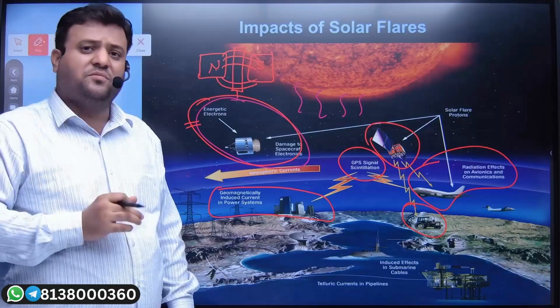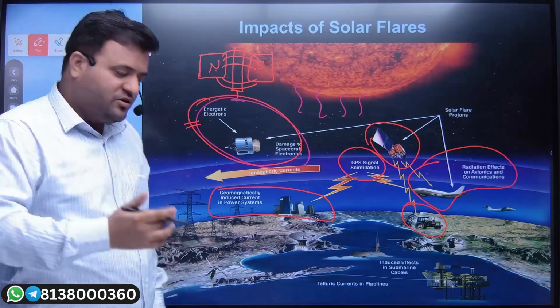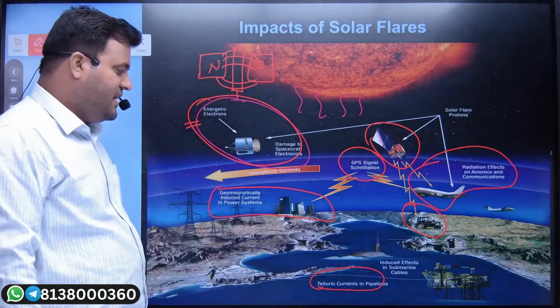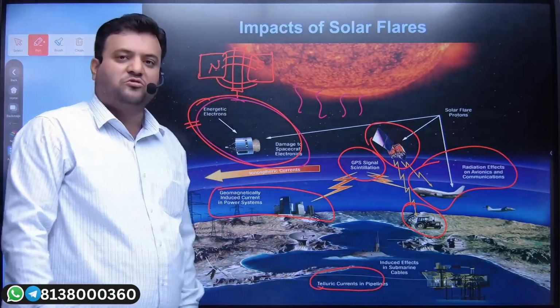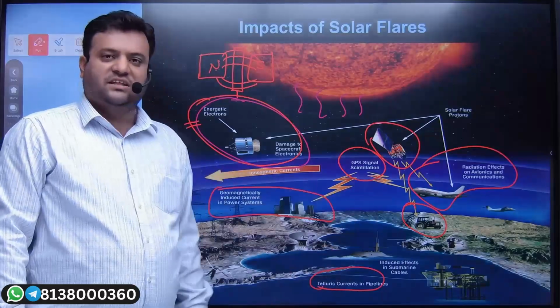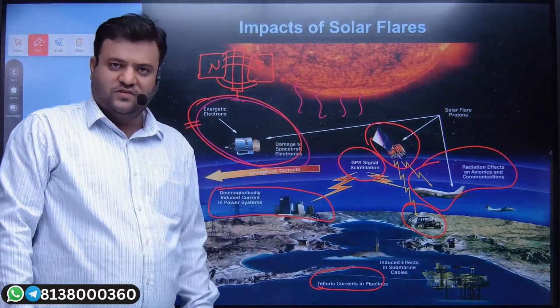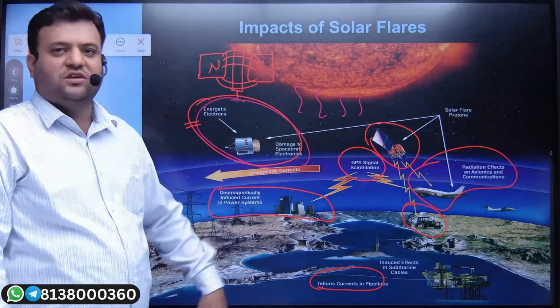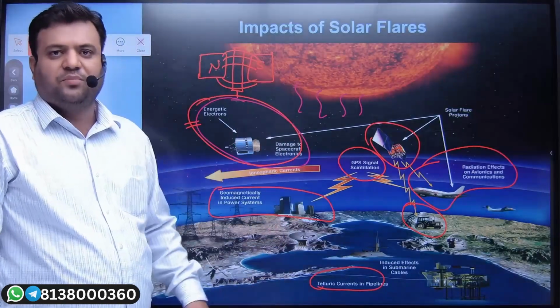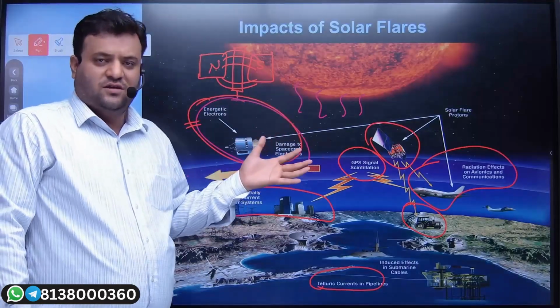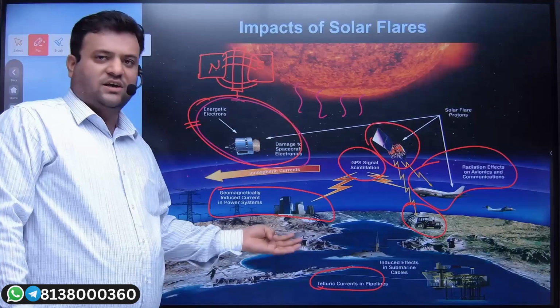The functions would be affected. Why? Because of the telluric current. Telluric current will be produced, and as a result of that, the power blackouts could be there. There could be a breakdown in the internet. There could be a hindrance with respect to satellite communication, including space electronics too. So the solar flare is posing an immense threat to the Earth as well as to space.